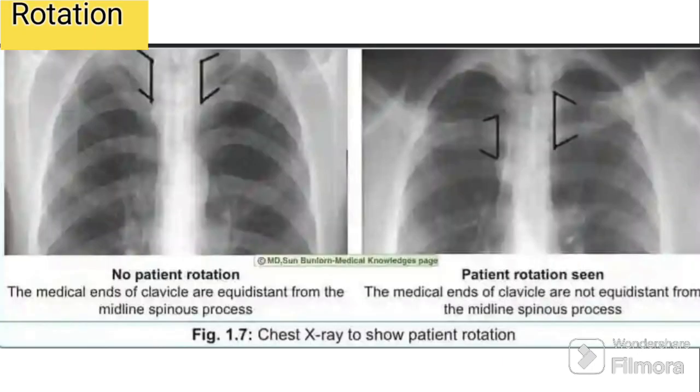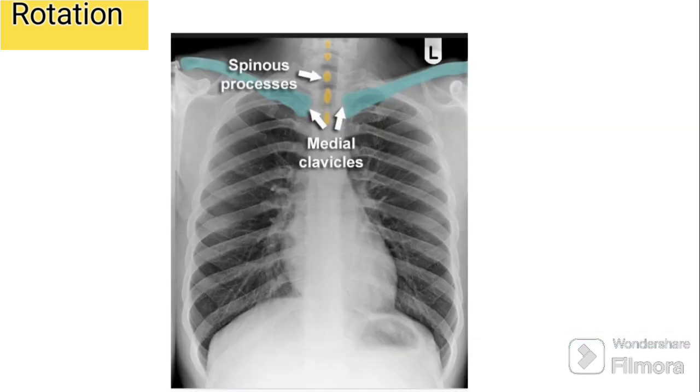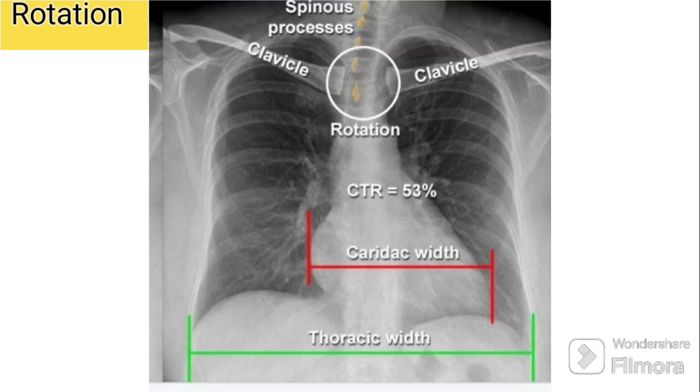Now, rotation. The next step is to assess the rotation. This can be done by looking at the medial edges of the clavicles and drawing a line through the adjacent spinous process. The distance between the edge of the clavicles and the line should be equal on each side. If the distances are unequal, this suggests that rotation is present. This completes the technical analysis of the radiograph.